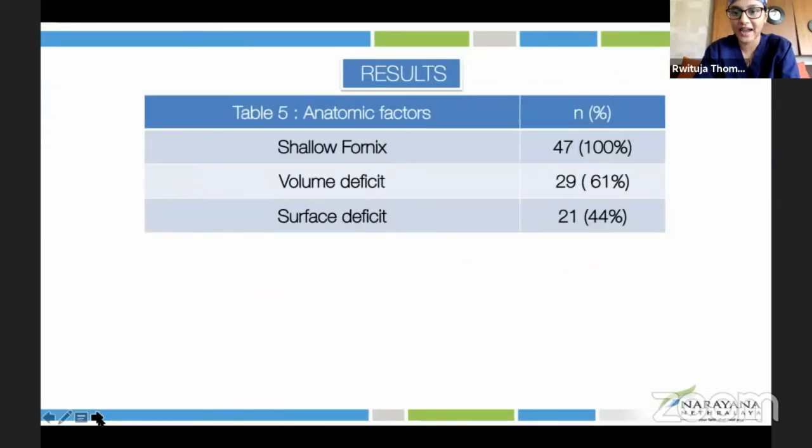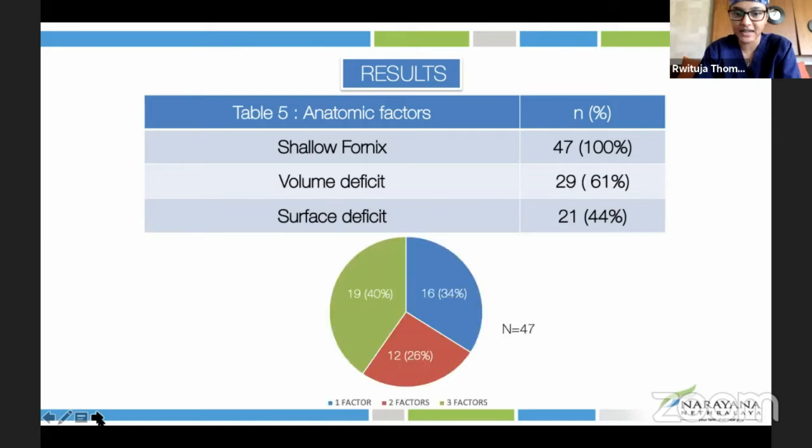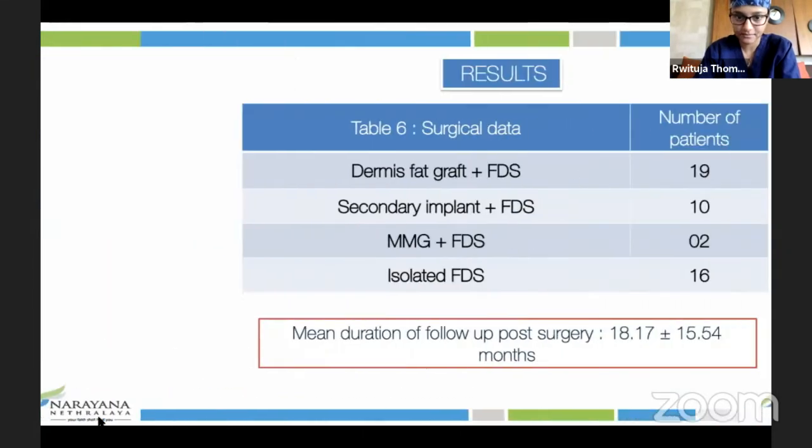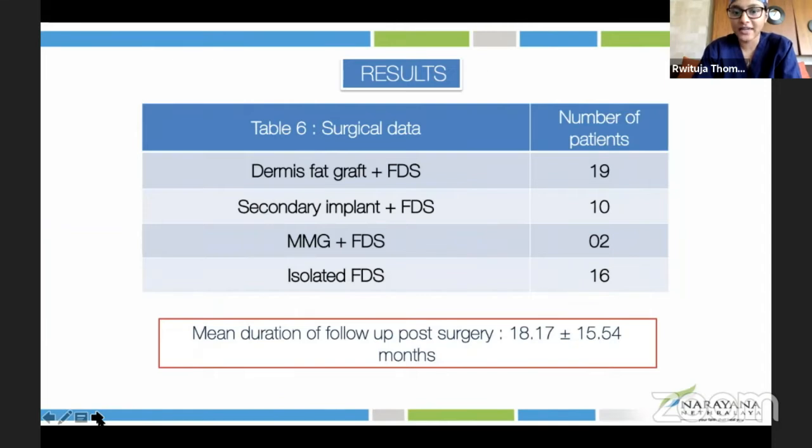Now, based on our anatomic factors, when we classified the patients, all the patients had a shallow fornix. So all of them underwent surgery for that. And 60% had a volume deficit and 40% had a surface deficit. So isolated FDS or fornix deepening suture was done for patients who had shallow fornix.